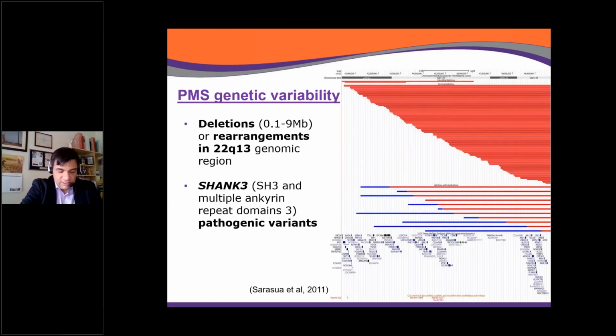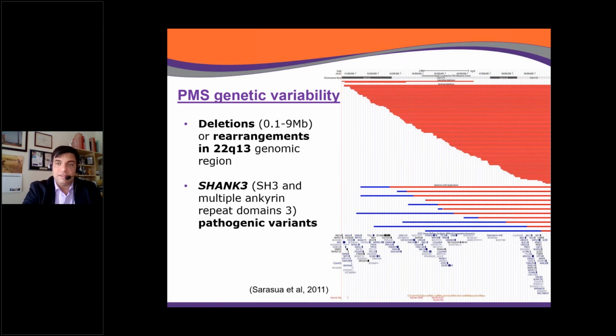And this clinical variability is matched by genetic variability as well. In fact, the syndrome is caused by various deletions of the 22q13 terminal region. As you can see here, the red bars show you the size of the lost portion of the 22q13 region. And you can see they might be very small. The smallest described so far is 0.1 megabases, which means 100,000 nucleotides. And they can go up to 9 megabases, which means 9 million nucleotides.